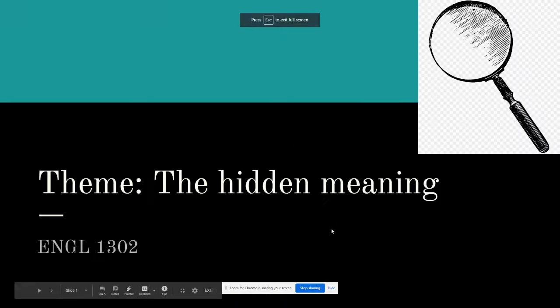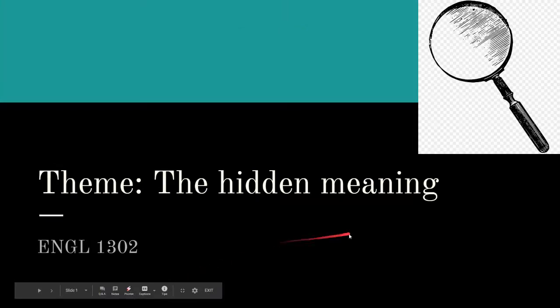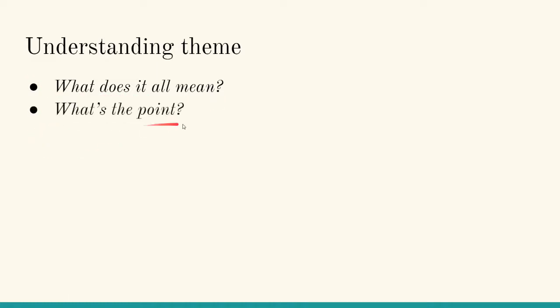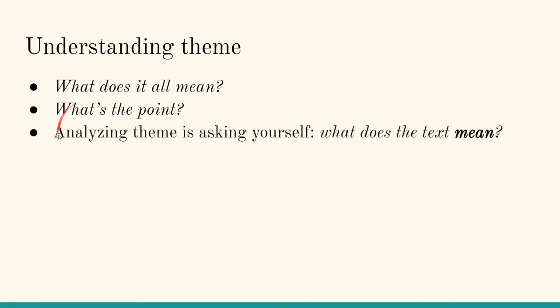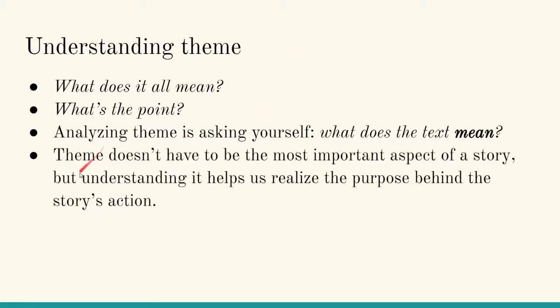But let's go ahead and talk about this a little bit more. All right. So, understanding theme, that's also known as the hidden meaning in stories. You ask yourself this question when you're trying to understand theme: what does it all mean? What's the point of the story? Analyzing theme is asking yourself, what does the text mean? So it's hidden because, like I said, the author doesn't start or end a story by telling you, "Therefore, this is the meaning of the story."